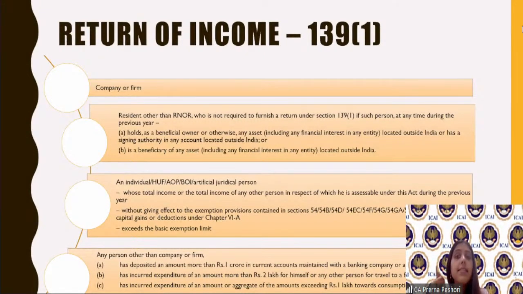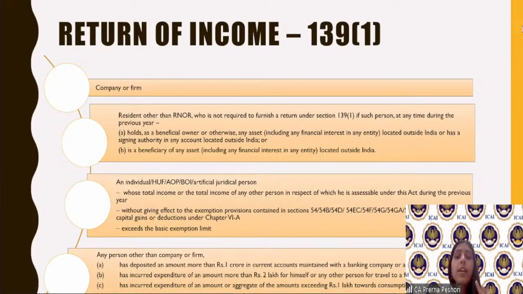Then the next category is for any person other than a company or a firm, even if the total income is not exceeding the basic exemption limit, they would be required to file the return of income if they have deposited the aggregate amount exceeding rupees 1 crore in a current account maintained with either a bank or a cooperative bank. So if you have deposited over rupees 1 crore in a bank, you are mandatorily required to file the return of income, even if your income is below the basic exemption limit.